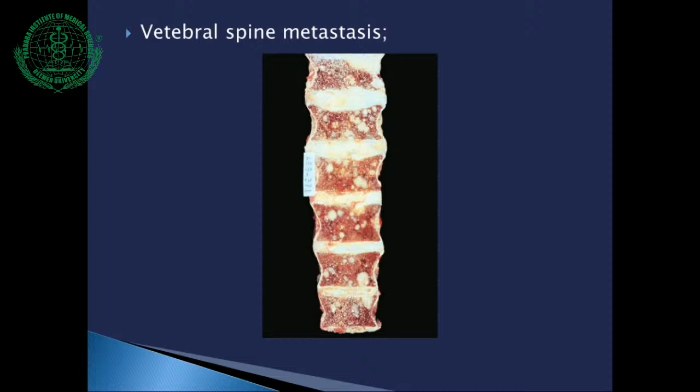This is a vertebral spine metastasis. Commonly this prostate carcinoma metastasizes to the vertebral column. These white areas are the metastasis with the prostatic carcinoma.